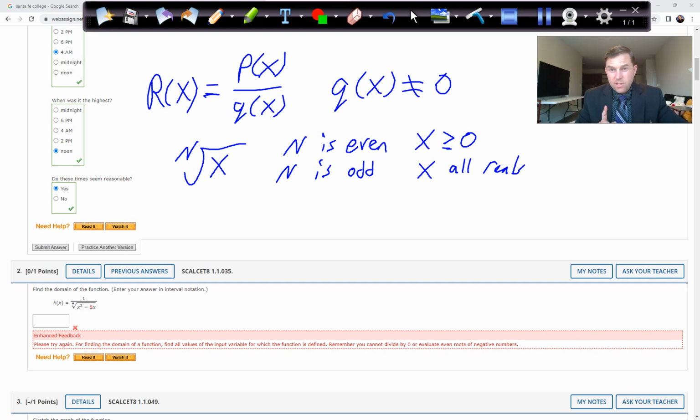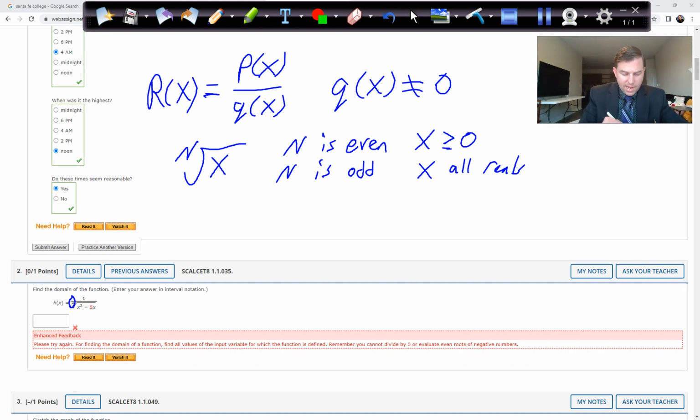But in this problem, we have to be doubly careful because we have a radical in the denominator. It is even, so it's the fourth root. It's kind of hard to see there. So we would restrict x to be bigger than or equal to 0, but because it's also in the denominator, we're going to also restrict it from equaling 0.